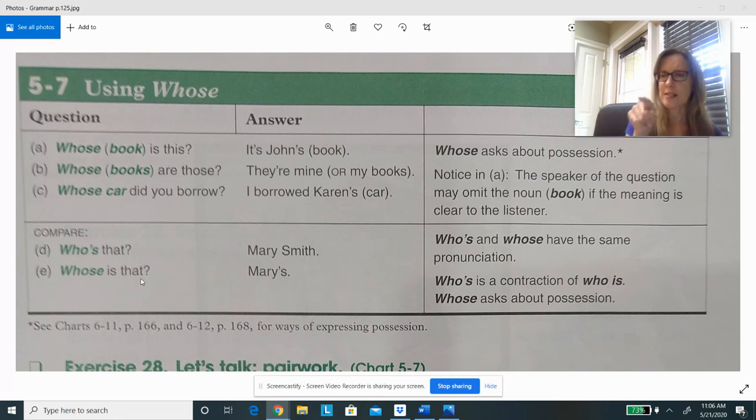So if I point at something and I say, whose is that? I don't have a noun after whose, but I'm talking about a thing, and my answer will be possessive, Mary's, meaning that belongs to Mary. Okay, so these are different questions and they require different answers.